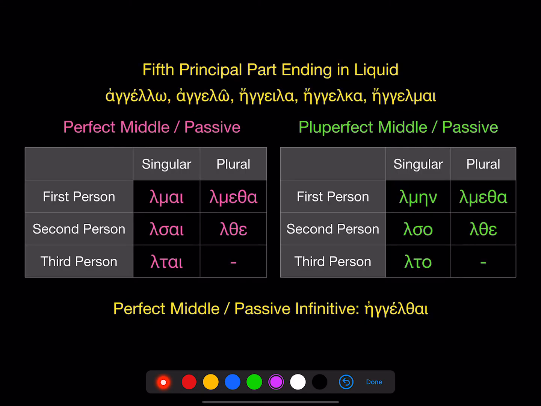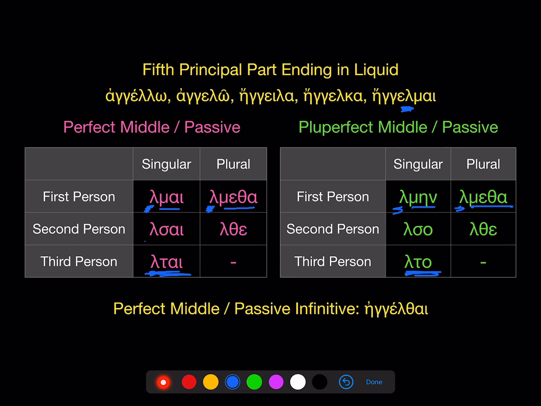First, what if we have a fifth principal part ending in a liquid? Ēngelmai from angellō. Well, before any ending that begins with a mu, mai, metha, mēn, metha again, we're going to see that lambda. Before any ending that begins with a tau, we're also going to see the lambda.